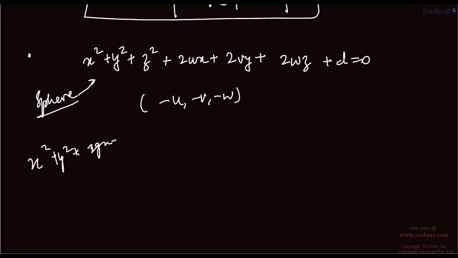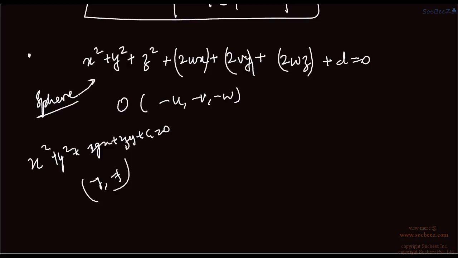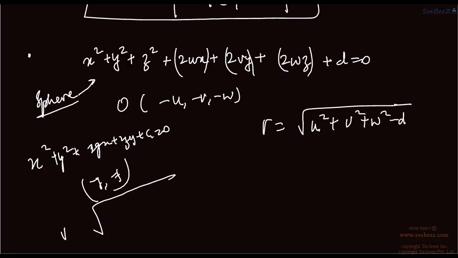It's just like a circle. In a circle we have x square plus y square plus 2gx plus 2fy plus c is equal to 0. In that case, (minus g, minus f) is the center. In this case, we have these three constituting the center, and the radius will be root over u square plus v square plus w square minus d. It is the extension of the circle, where the radius is root of g square plus f square minus c. So this is the radius of the sphere. Here we end our 3D geometry.